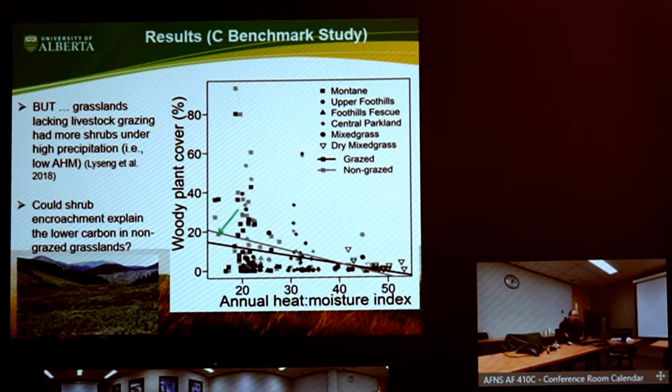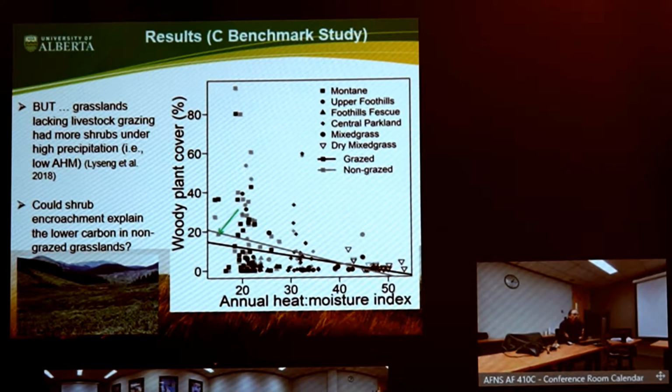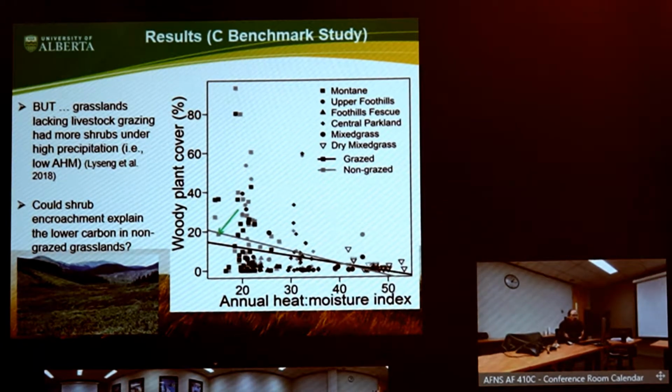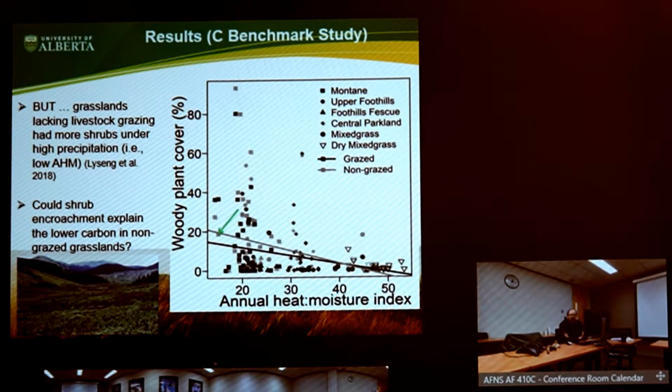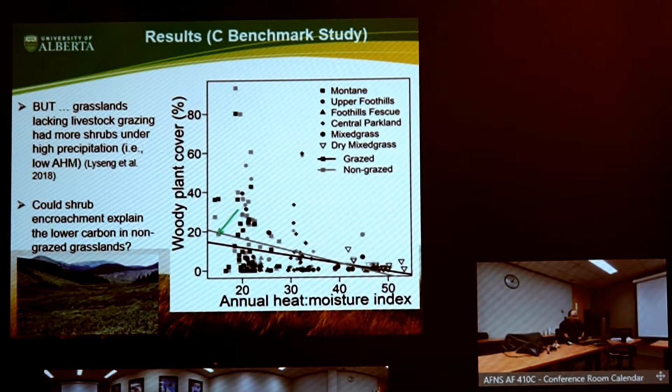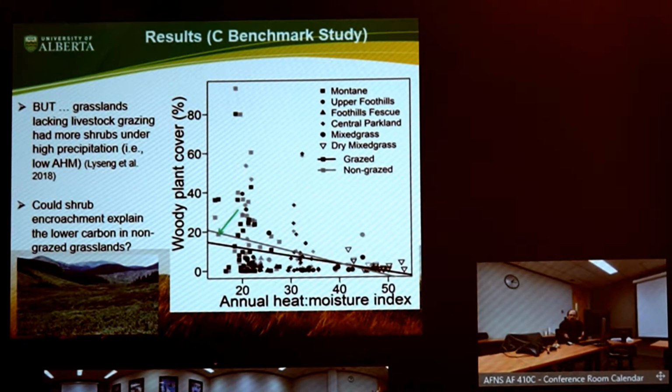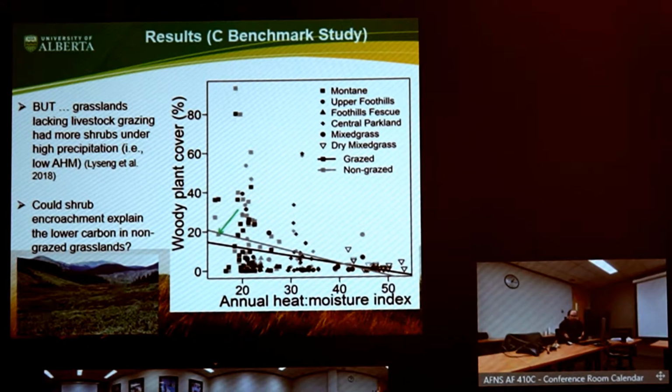Okay, another thing that we noticed when we looked at our data set from Alberta: we also noticed that the presence of long-term grazing actually reduced the abundance of woody plant cover. And this was particularly notable in the moister areas of the province. So on this graph here, you see the percentage of woody plant cover, and it's related to something called annual heat moisture index. Annual heat moisture index is basically a measure of aridity.